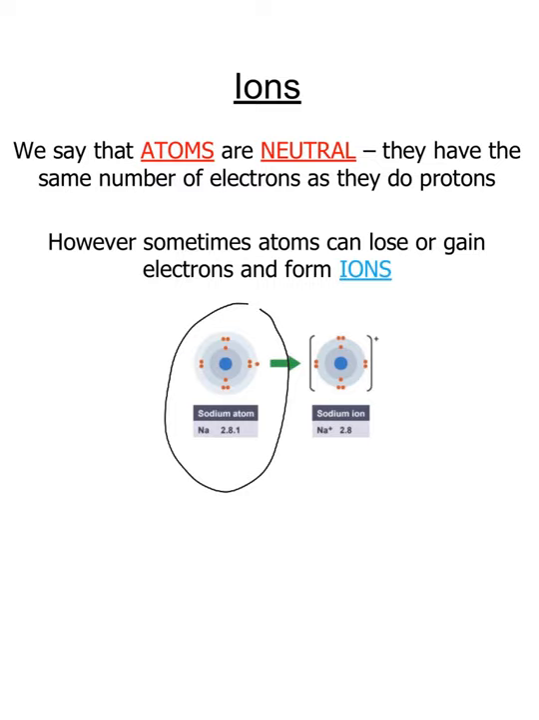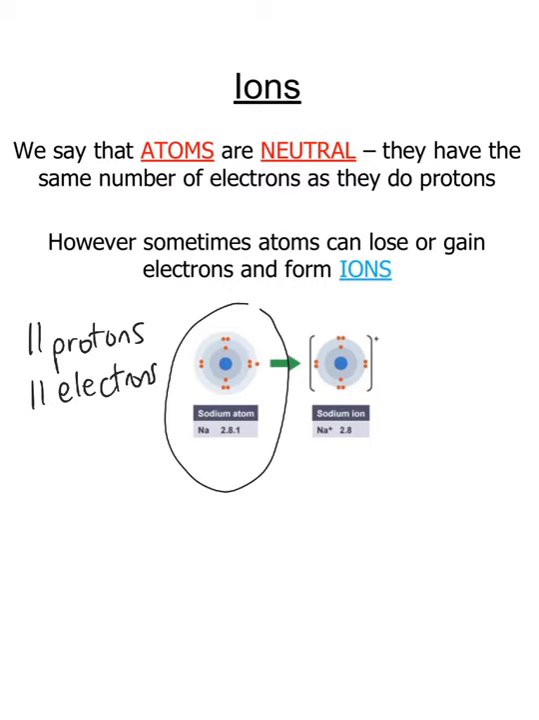Now sodium, if you look at sodium in the periodic table, you will see that its atomic proton number is 11. That means that it has 11 protons. It also means, or we should know, that the atomic proton number is also the same as the number of electrons. So it has 11 electrons. And this is what I mean here. We say that atoms are neutral. They have the same number of electrons as they do protons. So all atoms in the periodic table are neutral.